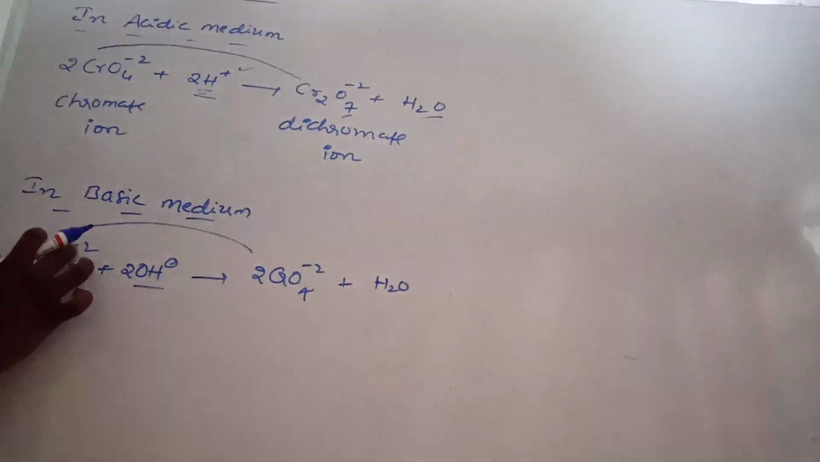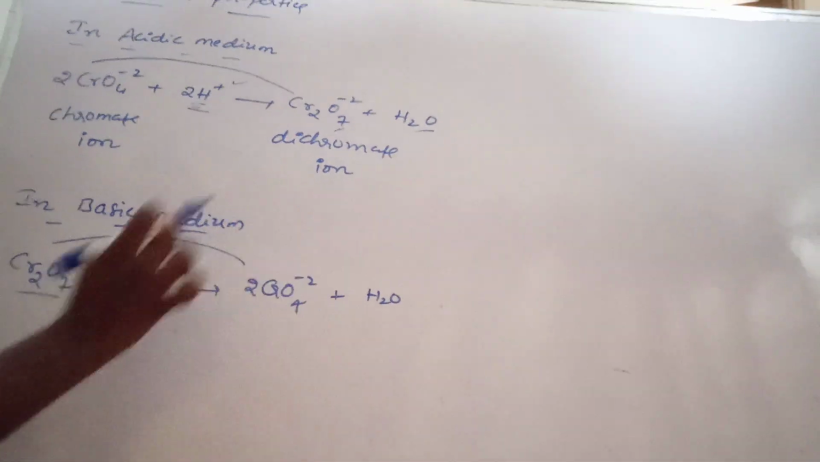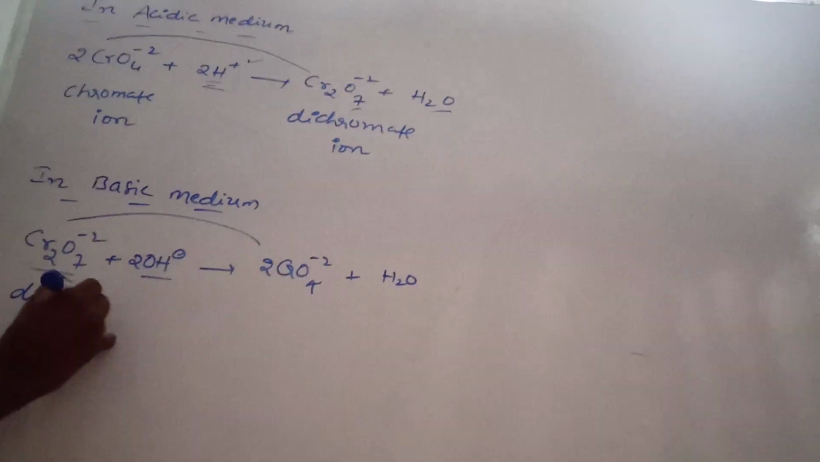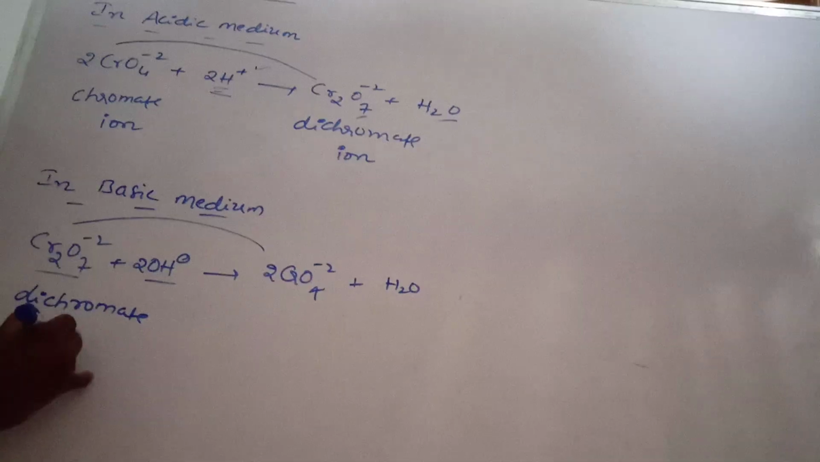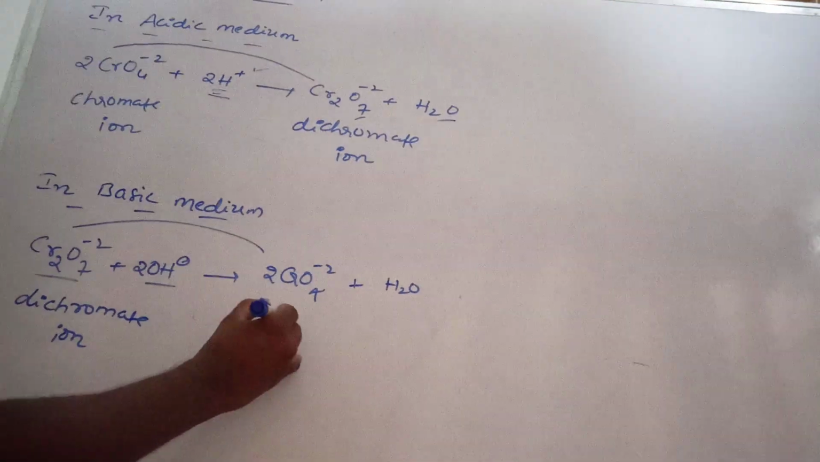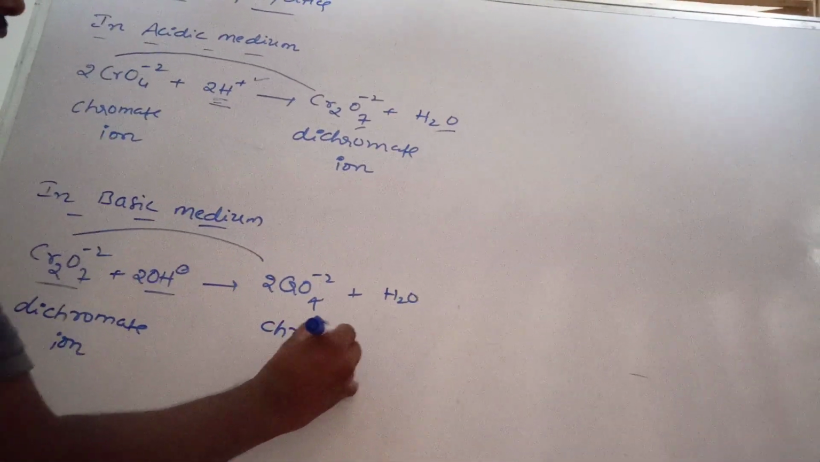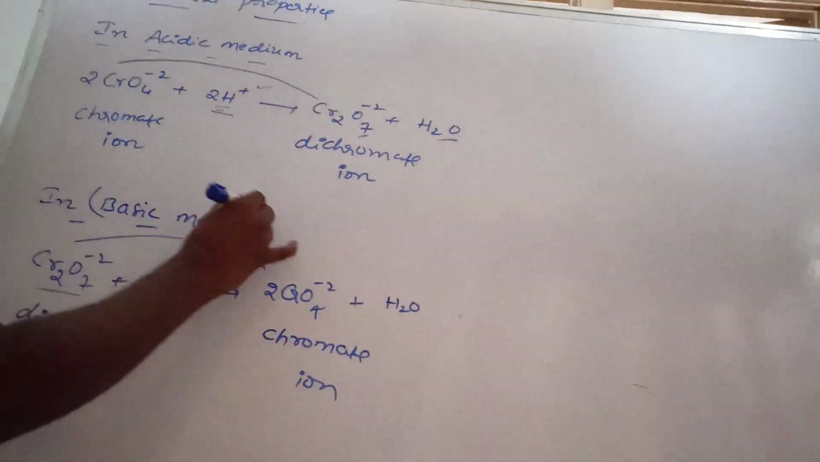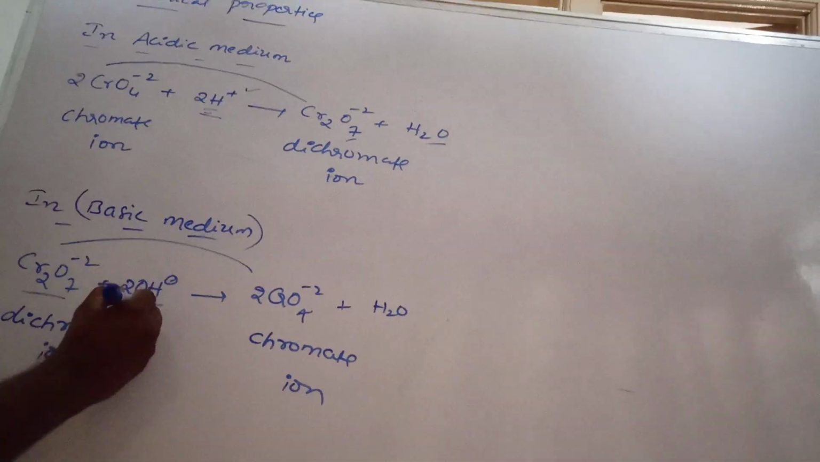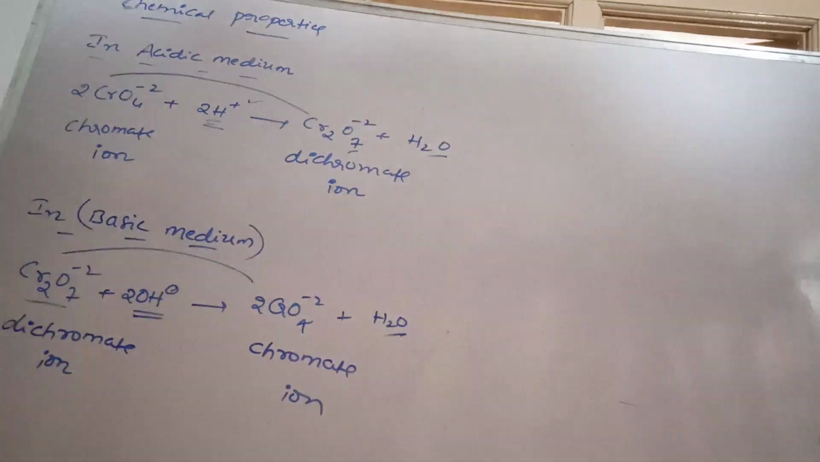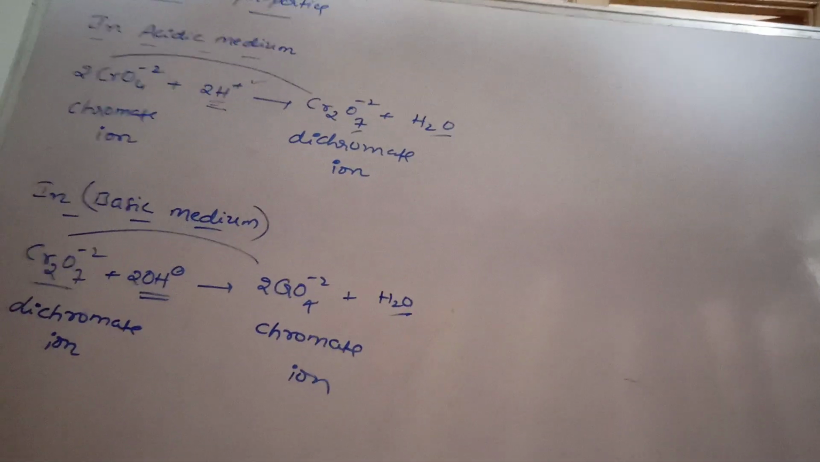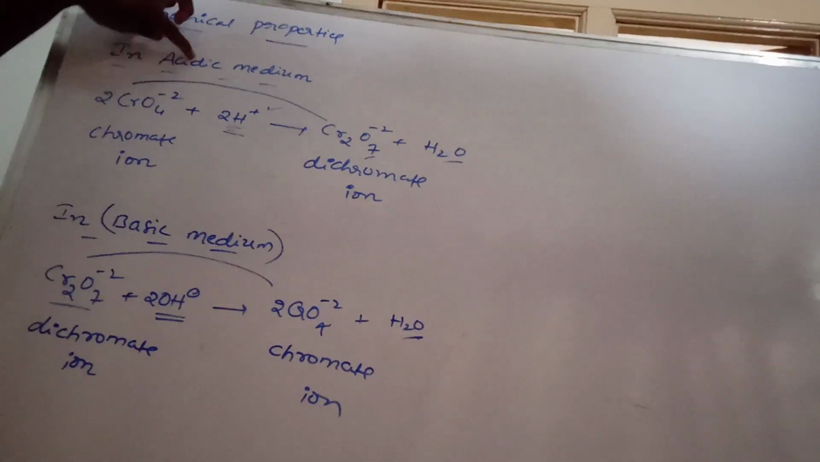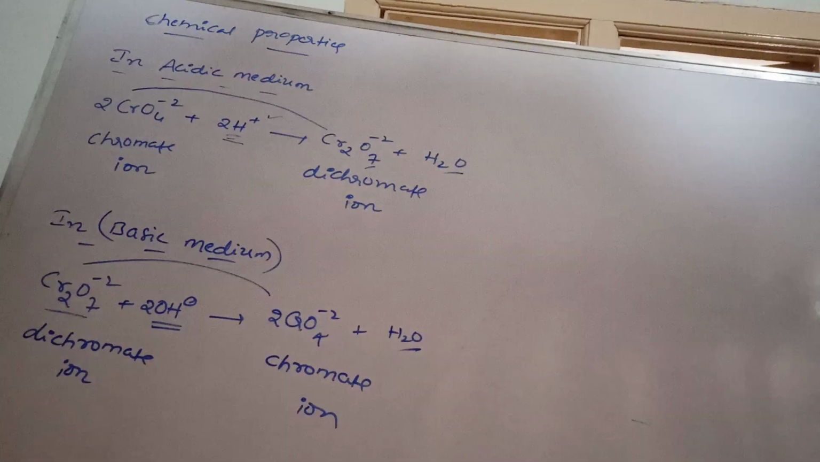Cr2O7 power -2 is converted to CrO4 power -2. This is dichromate. Dichromate ion is converted to chromate ion. How do we know, sir? All this depends upon the medium. After that OH minus is converted to water. Once again, see students, based on the mediums, I am going to give the clarity.